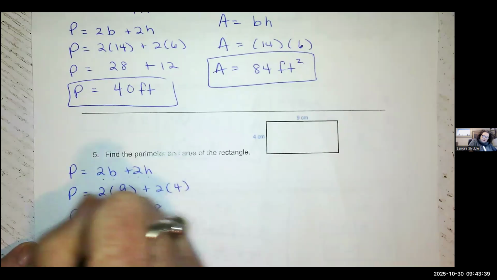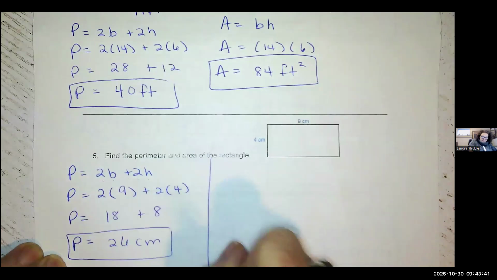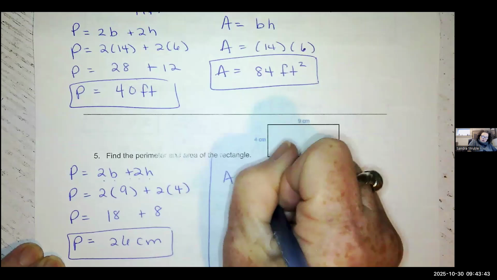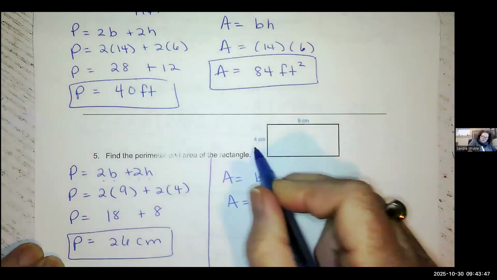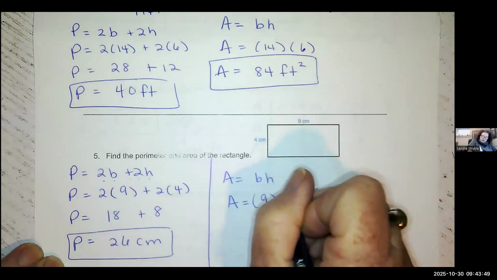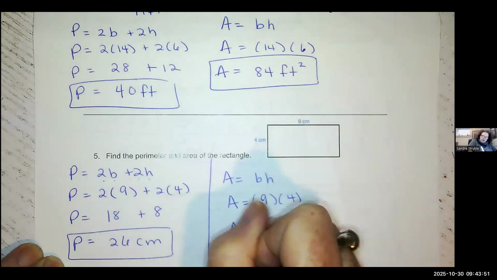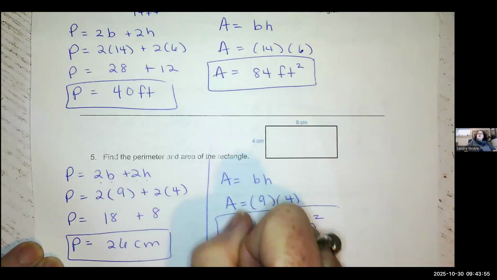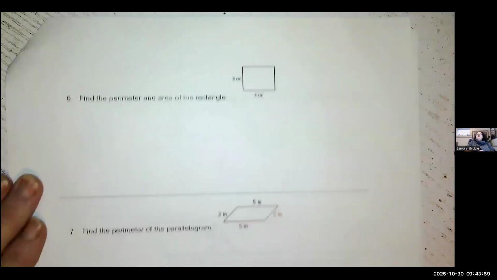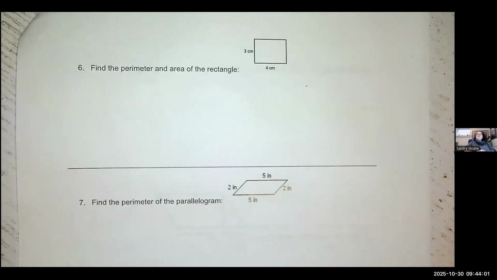Area, base times height. So 9 times 4 is 36. Do not forget your unit and to square it with area. All right. Find the perimeter and area of the rectangle that has a base of 4 centimeters and a height of 3 centimeters. Pause the video, attempt this one yourself, and come back to see how you did.